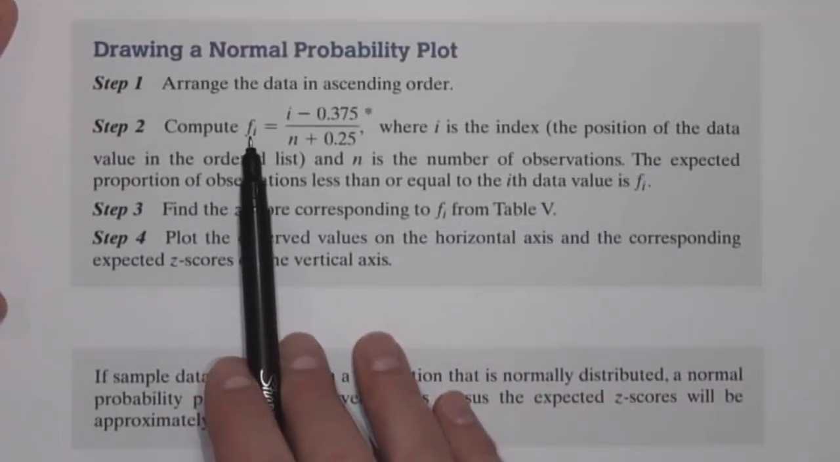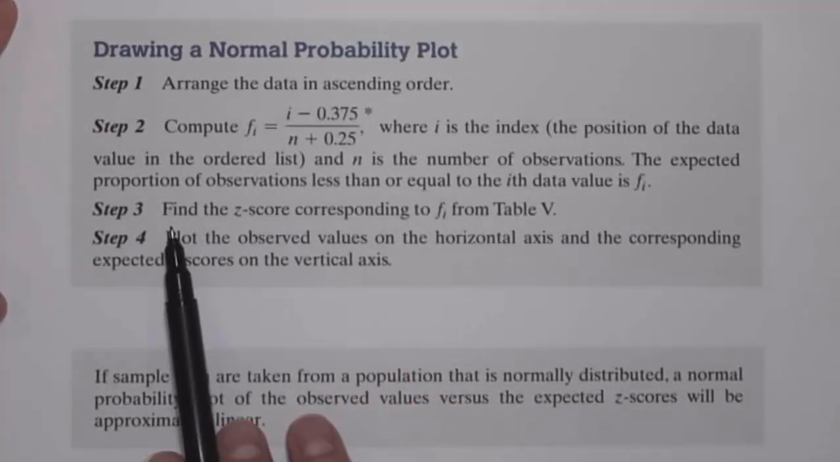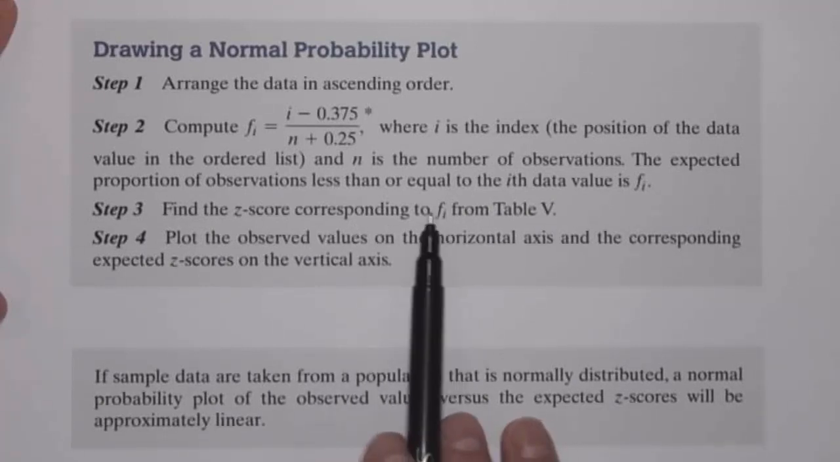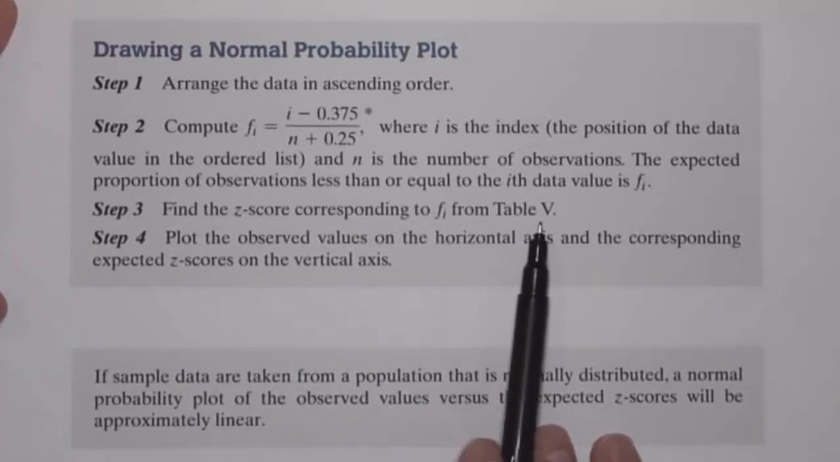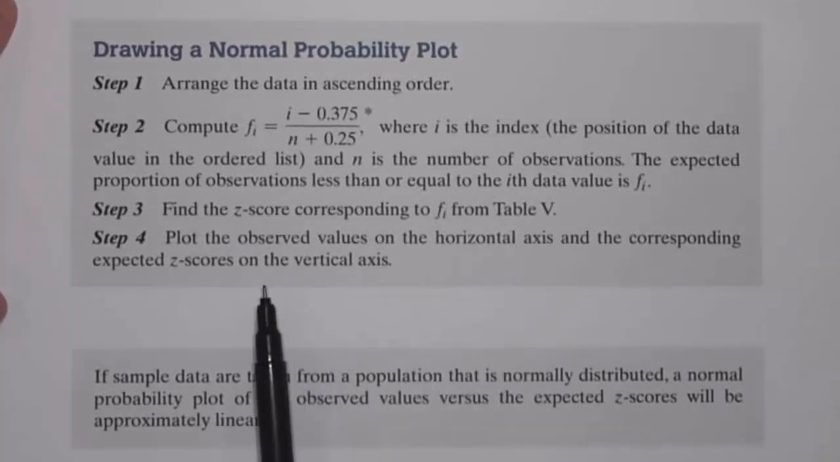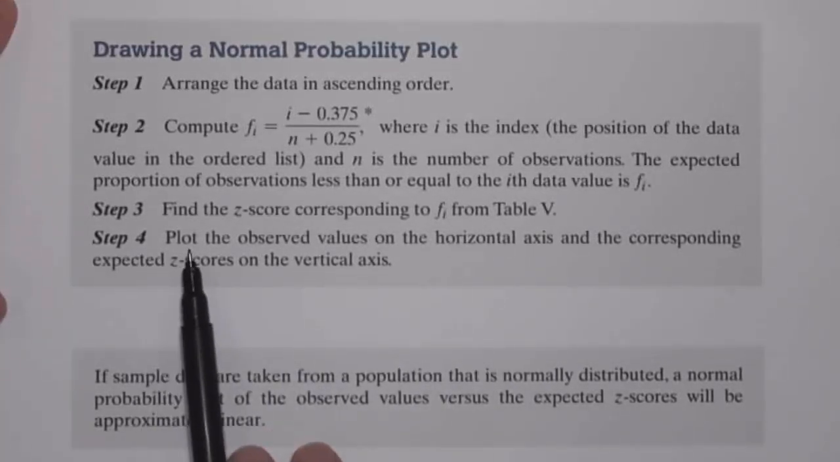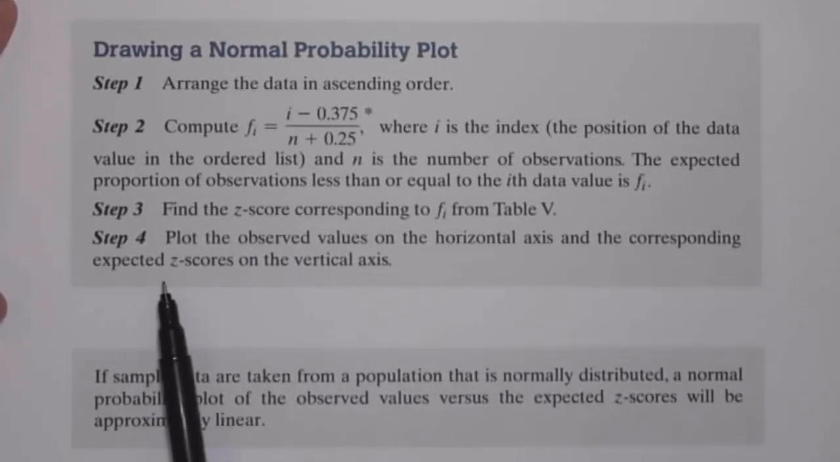So in other words, this f sub i is the area to the left of the data value, or at least it is the area that we would expect to be to the left of the data value if the data value is following a normal distribution. Step 3, we're going to find the z-score that corresponds to each f sub i from step 2. We're going to use either Table 5 from the appendix of our book, or we can use technology to figure that out. Step 4, we're going to plot the observed values on the horizontal axis and the corresponding expected z-scores on the vertical axis.